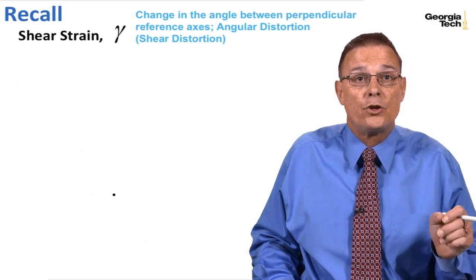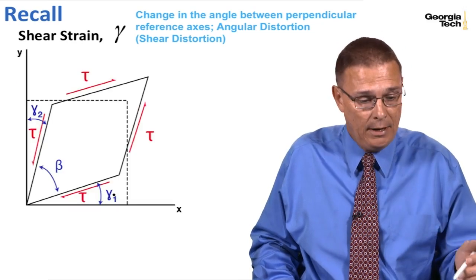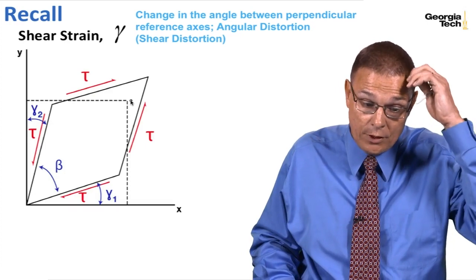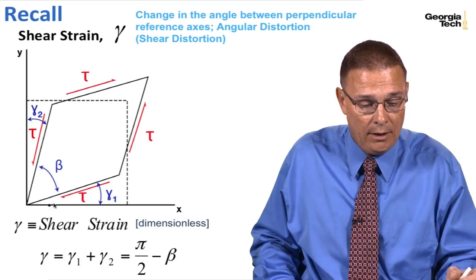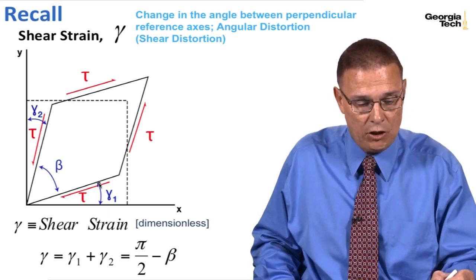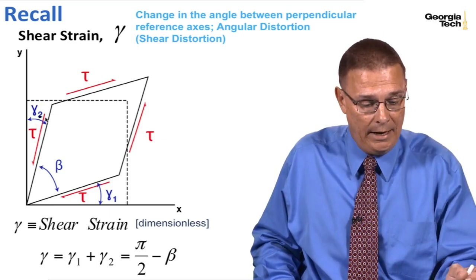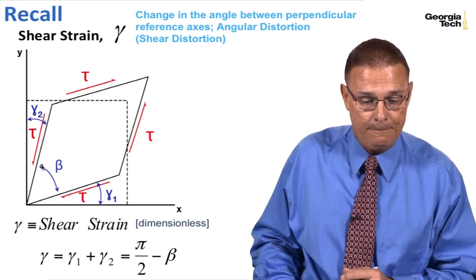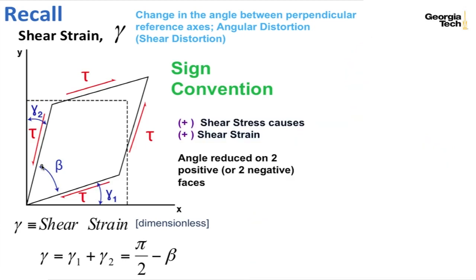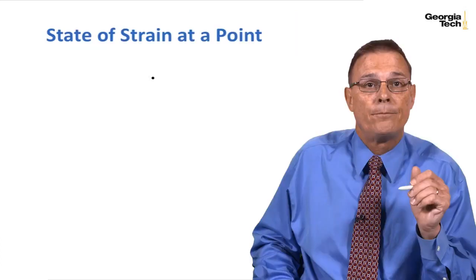We also talked about shear strain, which was angular distortion or shear distortion due to shear stresses. Here's our stress block. Shear stresses are being applied, and we get shear strain, which is an angle. That angle, gamma, is an addition of the angle gamma 1 and gamma 2, or pi over 2, 90 degrees, minus this angle beta. And the sign convention was that a positive shear stress, as shown here, causes a positive shear strain, and vice versa, so that the angle is reduced on two positive or two negative faces.